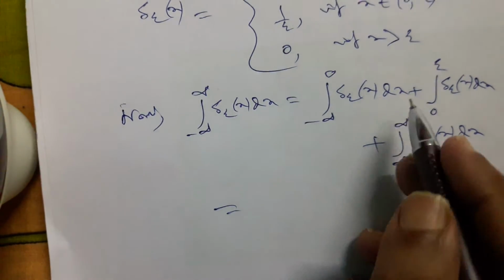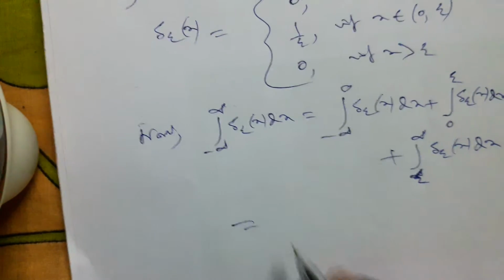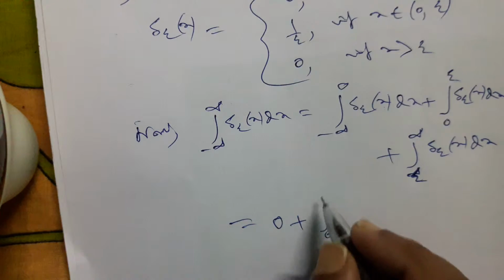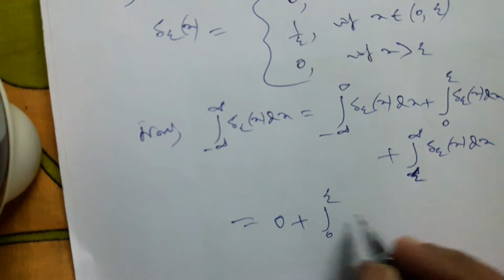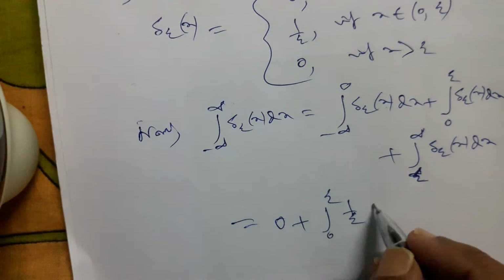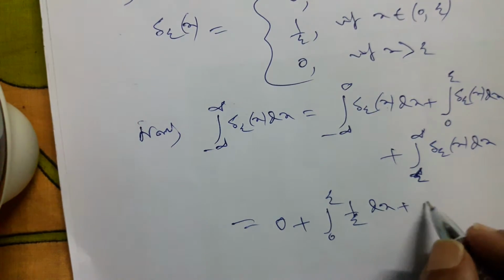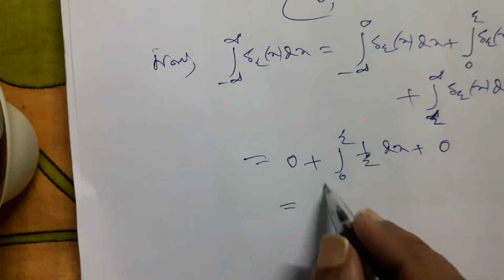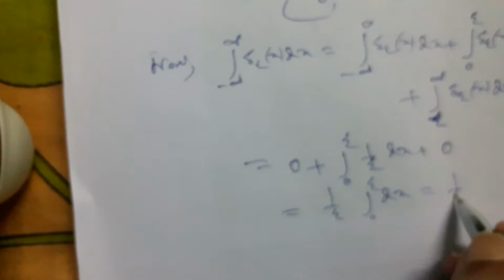But if we consider the relationship, the first one will be 0 if x less than 0, so it will be 0. Now 0 to epsilon, the second one, that is 1 by epsilon into dx, and the third one, x greater than epsilon, so it will be 0. So finally we find 1 by epsilon times the integral from 0 to epsilon of dx. It will be 1 by epsilon into epsilon, so it will be 1.